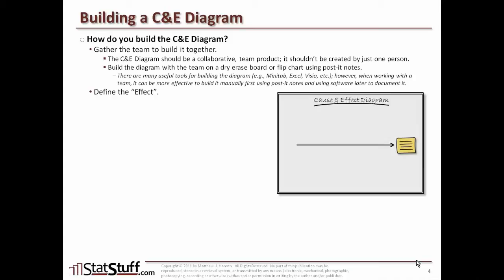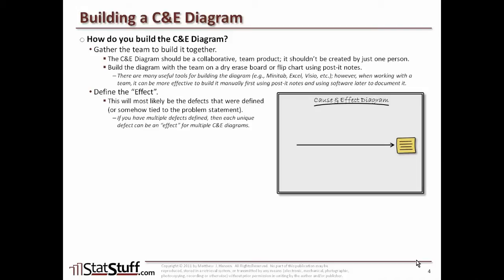Then the first thing we want to do is define the effect. Document that main spine within the fishbone diagram. This will most likely be the defects that were defined, like the symptoms that were somehow tied within the problem statement. Now, if you have multiple defects that are defined, then you might want to create a separate diagram for those. So you might have multiple diagrams, one for each of those different symptoms or defects that you're trying to document the root causes for.